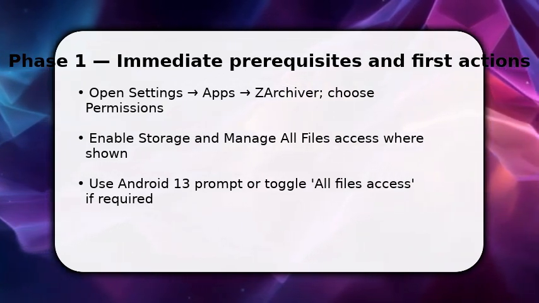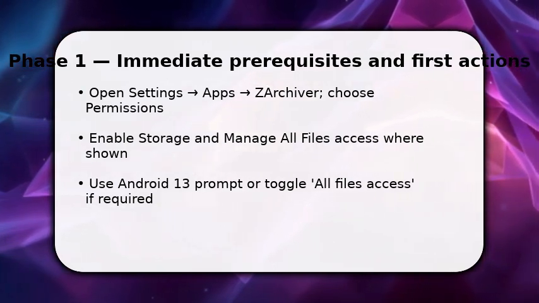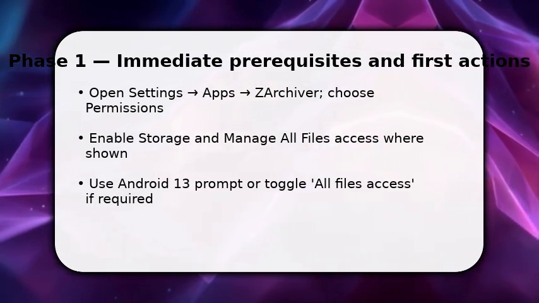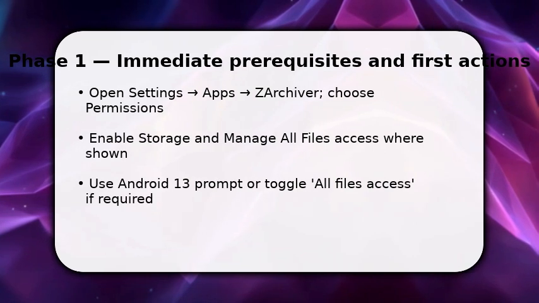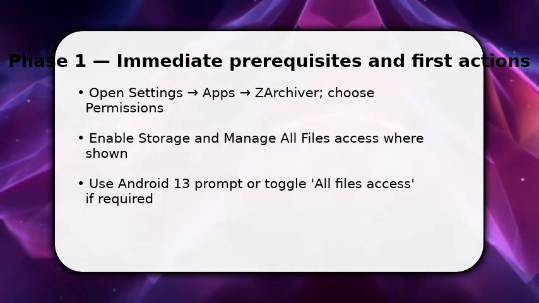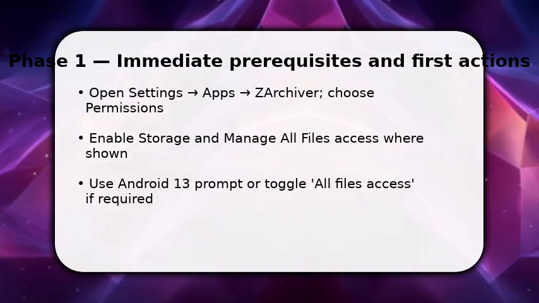This is crucial because Android 13 enforces scoped storage. Without both permissions, Zarchiver can't read external folders. If Android prompts during first run, accept it. Otherwise, toggle the special permission manually. Doing this first avoids permission errors later when you try to extract or move files.